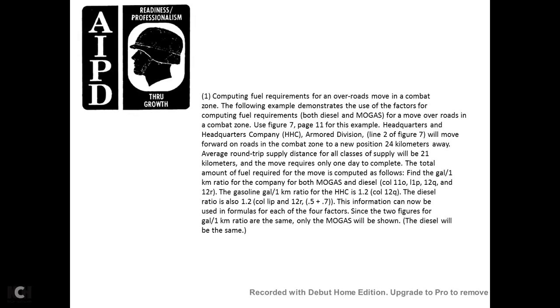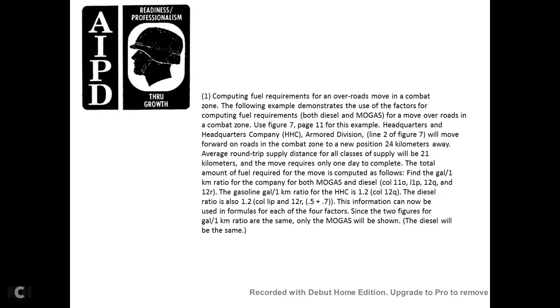Computing the fuel requirements for the over-the-road move in the combat zone. The following examples demonstrate the use of the factors in computing the fuel requirements for the move over the roads in the combat zone. Use figure 7 on page 11 for the example. The headquarters company of an armored division will move forward over the roads in the combat zone to a new position 24 kilometers away. The average round trip supply distance for all classes of supply is 21 kilometers. The move requires only 1 day to complete.